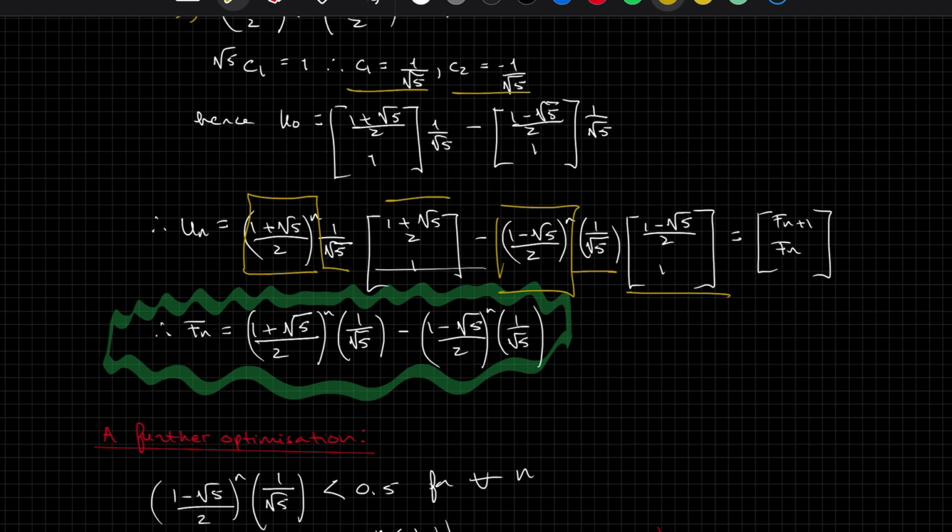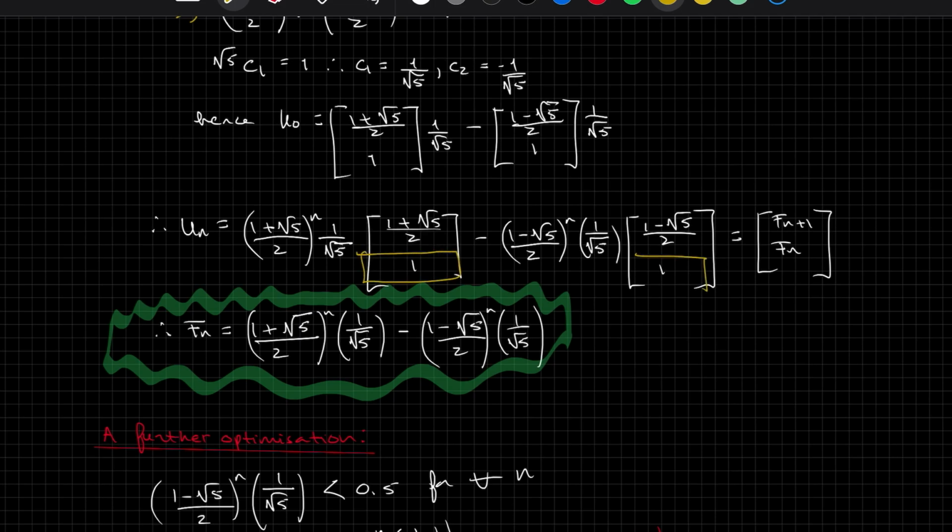And this is equal to f of n plus 1, f of n here. So then what we're really interested in is f of n, because we want the nth term, not the n plus 1th term. That's not that useful. So then we just use the bottom elements of all the vectors of this equation here. So if we just focus on the bottom elements, this element here, this element here, this element here. So we know that this is going to get multiplied here, this is going to get multiplied here. So we're going to get f of n is equal to this.